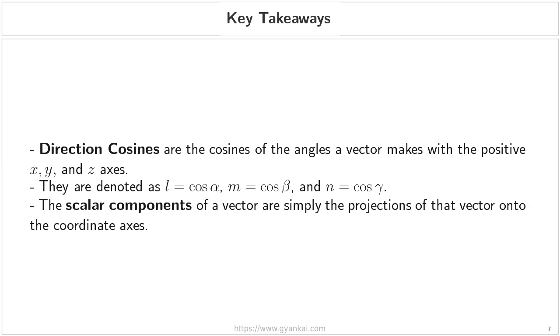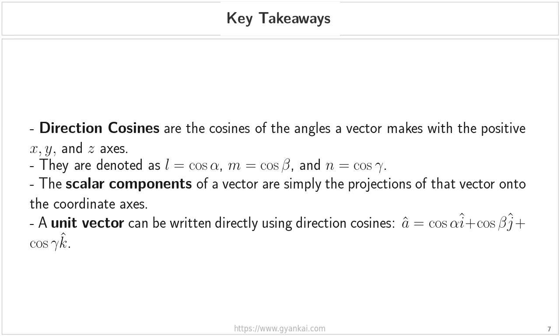Next, let's revisit the concept of scalar components. It is crucial to remember that the components we've been working with, a1, a2, and a3, are not just random numbers. They are actually the projections of the vector onto each of the coordinate axes. This leads us to a very powerful way to represent a unit vector. As we demonstrated in the unit vector representation slide, we don't need the original components if we have the direction cosines. We can write the unit vector, denoted as a hat, directly as cosine alpha i hat plus cosine beta j hat plus cosine gamma k hat. This shows that the components of a unit vector are, in fact, the direction cosines themselves.